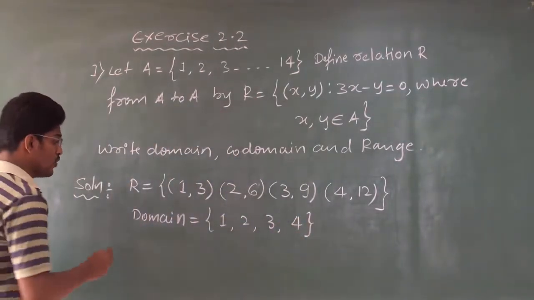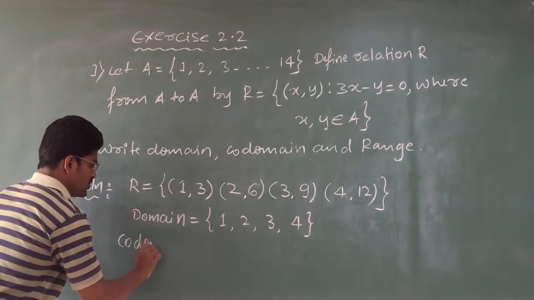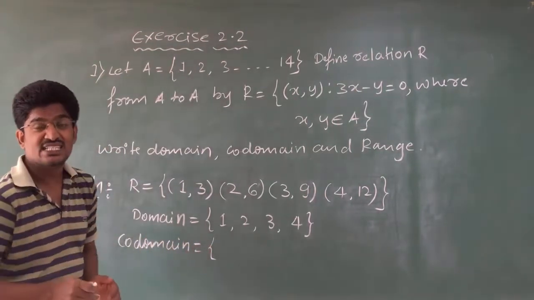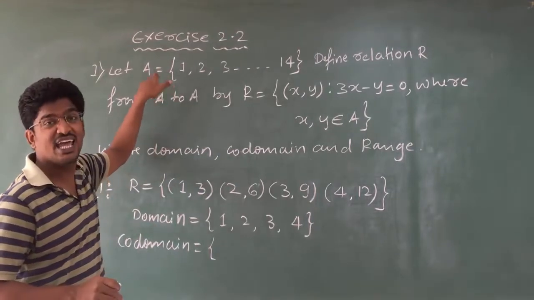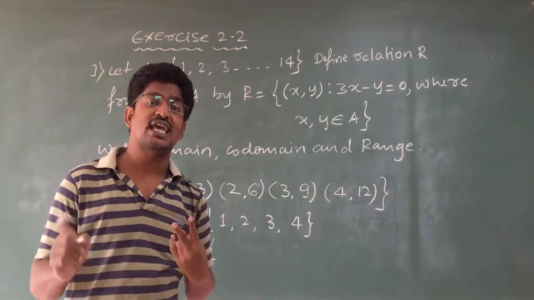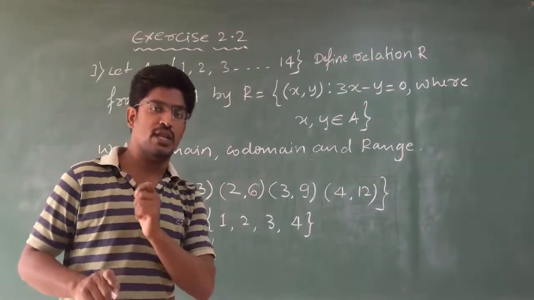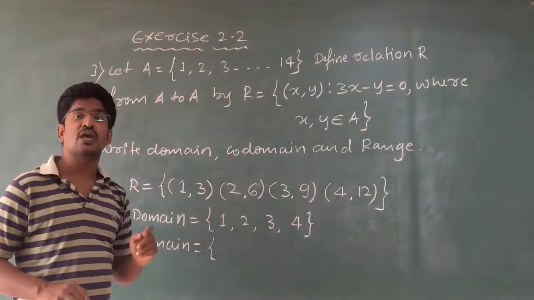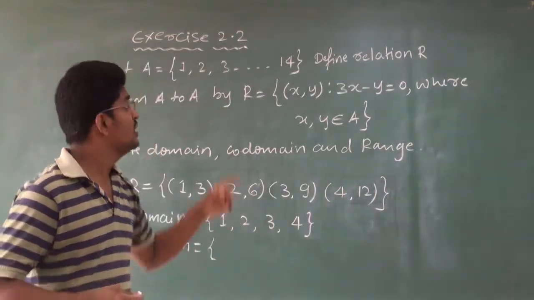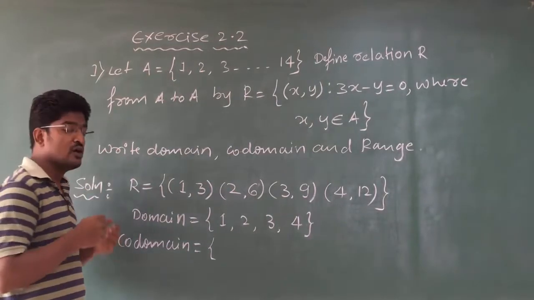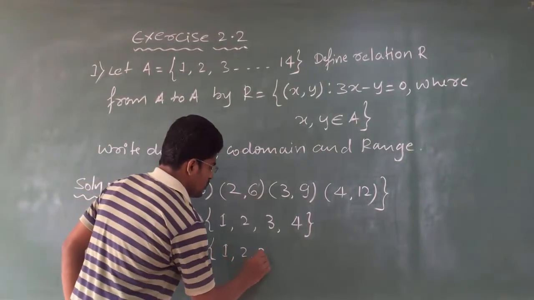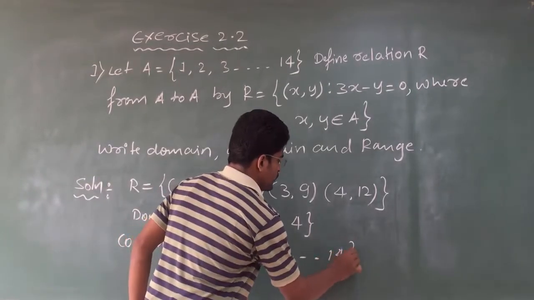Clear? Codomain is very simple. You know the definition of codomain, that is the set itself. Here A itself is codomain because if they give two sets A and B, B will be the codomain. But here they have not given B, so they are defining the relation from A to A itself. That's why A is going to be domain and A is going to be codomain. So that is 1, 2, 3, so on to 14.